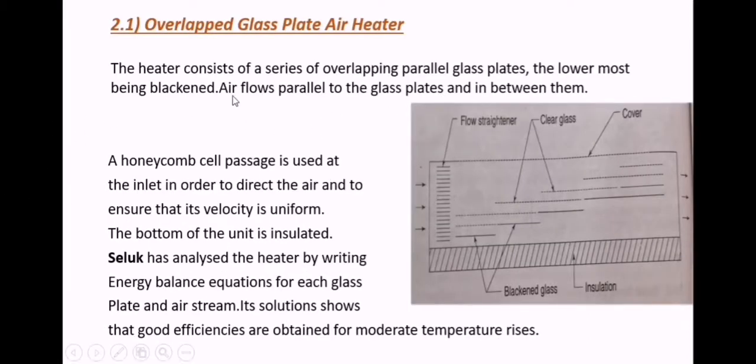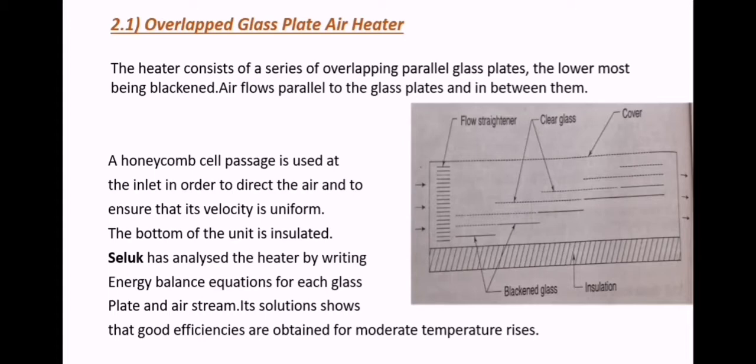The first one is the overlapped glass plate air heater. Here I show a picture of an overlapped glass plate air heater. The overlapped glass plate air heater was first used in 1957 by Lowe in a residential solar heating system in Colorado. The heater consists of a series of overlapping parallel glass plates, the lowermost being blackened.